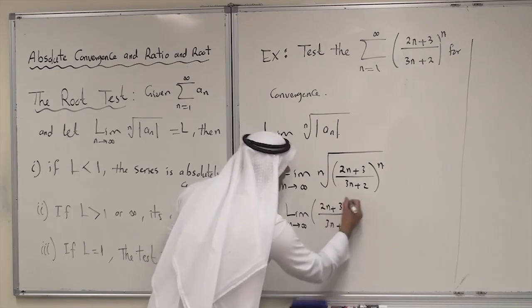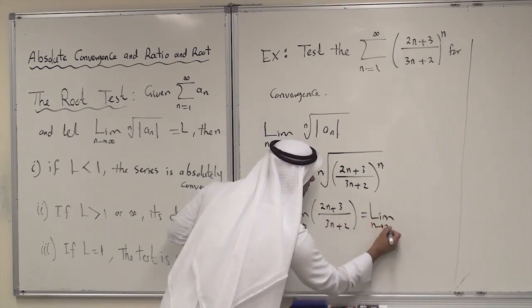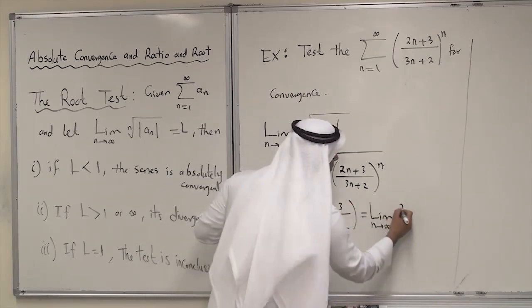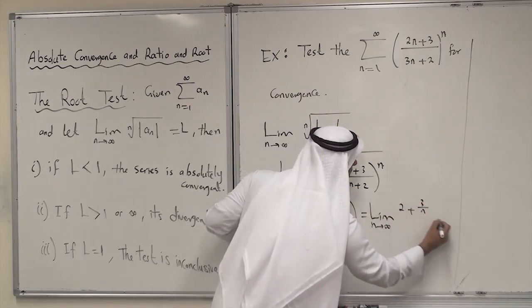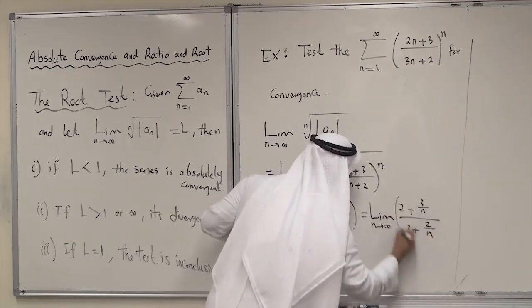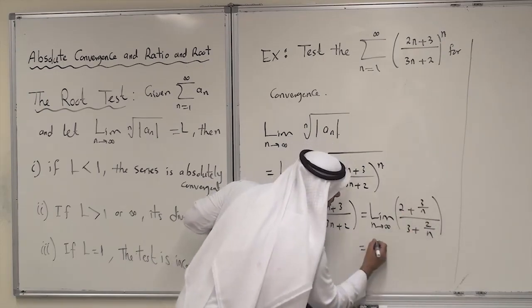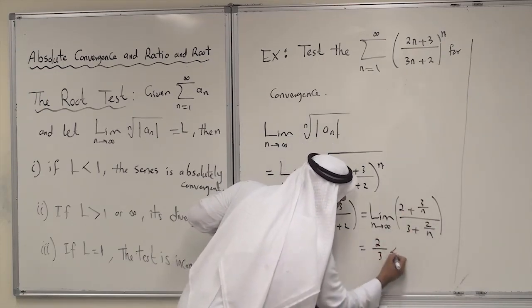If you divide by n in the numerator and denominator, this is what you have here: the limit as n goes to infinity of (2 plus 3 over n) divided by (3 plus 2 over n). As n goes to infinity, clearly this goes to 0, this goes to 0, so the final answer is 2 over 3, which is less than 1.